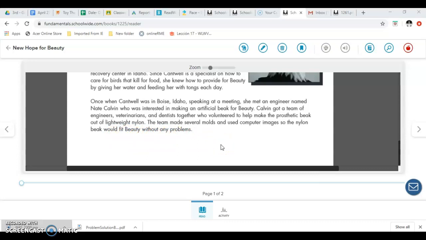So think of it as, I'm sure you've seen someone who was either born without an arm or a leg, or they had an accident that caused it, and then the doctors were able to build like an artificial or a prosthetic leg or arm that functioned as that body part. So that's what they're doing for Beauty.